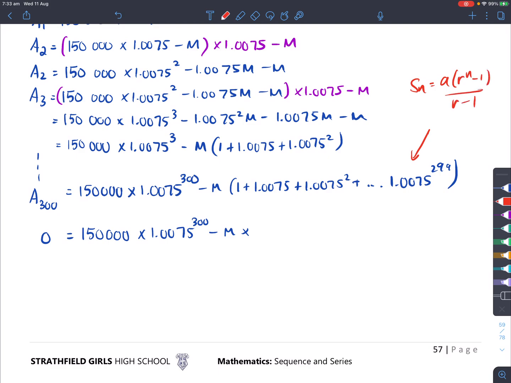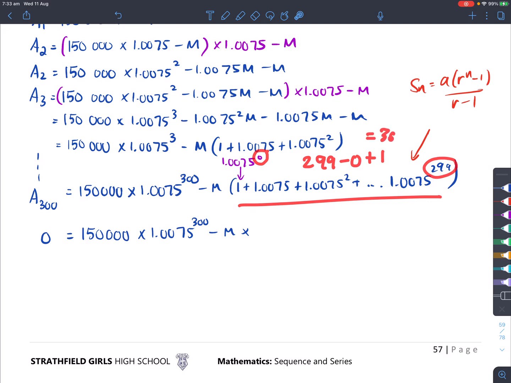Now, I want to address that the first term is actually 1.0075 to power 0. And the last number here minus this first number as a power plus 1 gives you the number of terms in this series. So if I do 299 minus 0 plus 1, that's equal to 300. So 300 terms are right here.